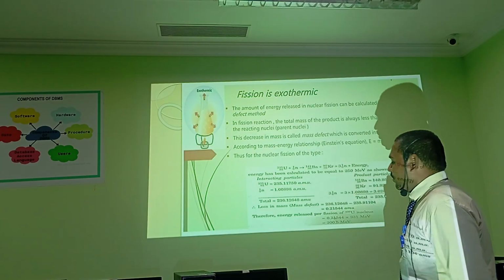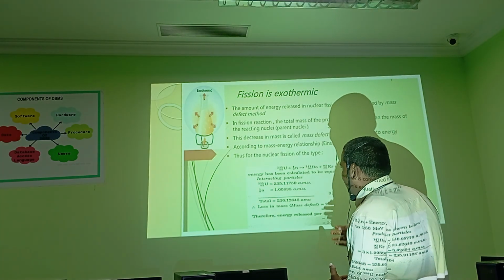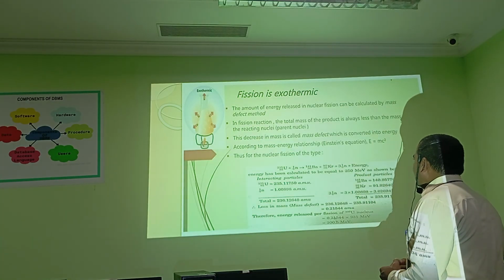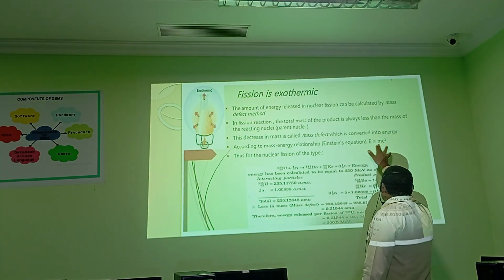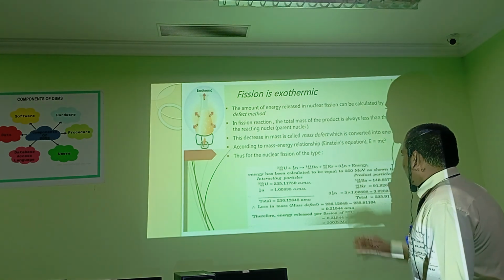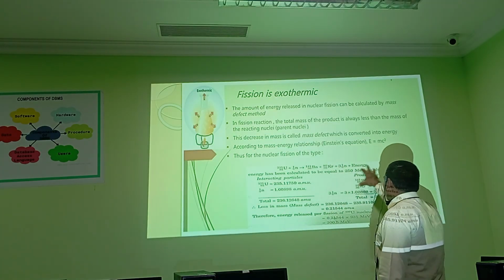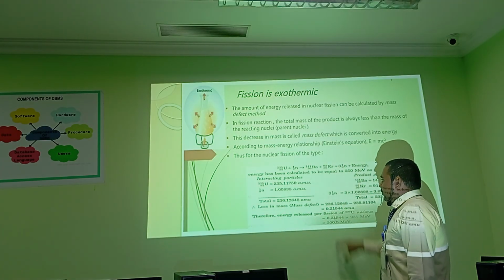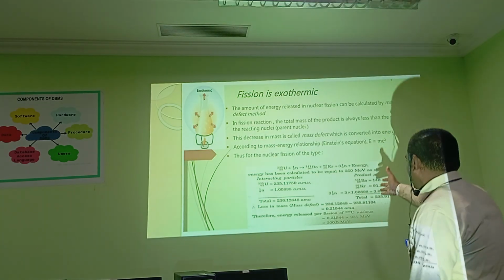Two more important questions: what is the mass defect? According to the mass-energy relation of Einstein's equation, E equals mc squared, where m is mass and c is the velocity of light. In nuclear fission, there is the binding energy. The total energy released is calculated from the initial to the final state.